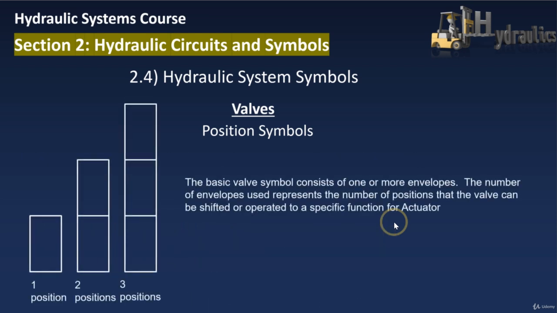How will the symbol be? It will be in the shape of envelopes. So the basic valve symbol consists of one or more envelopes. The number of envelopes used will represent the number of positions that the valve can be shifted or operated to, for a specific function of an actuator. 1 position, single envelope. 2 positions, 2 envelopes, responsible for either retract or extend. 3 positions means the valve can either make the actuator retract or extend or neutral, no movement.